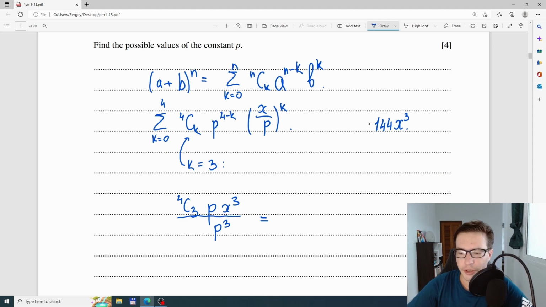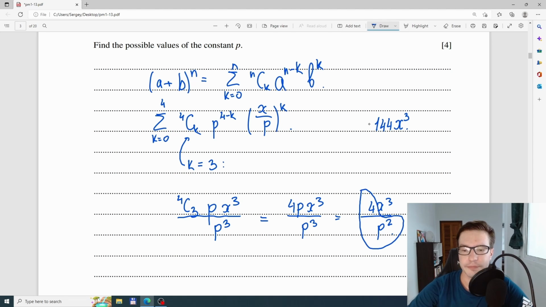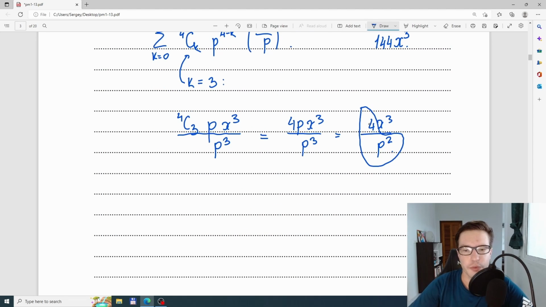Or it's going to be 4p times x cubed over p cubed. Simplify this a little bit and we get 4x cubed over p squared. Now the coefficient of x cubed is going to be 4 over p squared, and this should be equal to 144. So our equation for p is 4 over p squared equals 144. And now all we have to do is solve this for p.